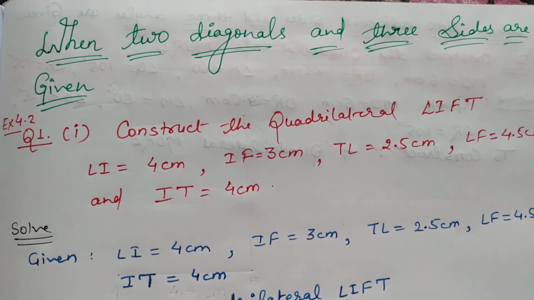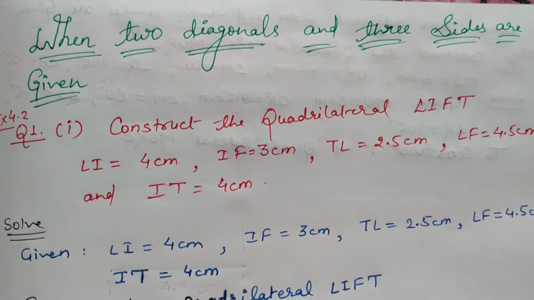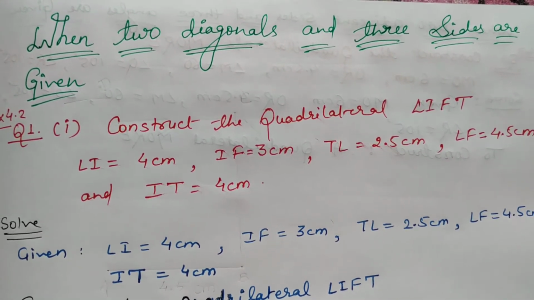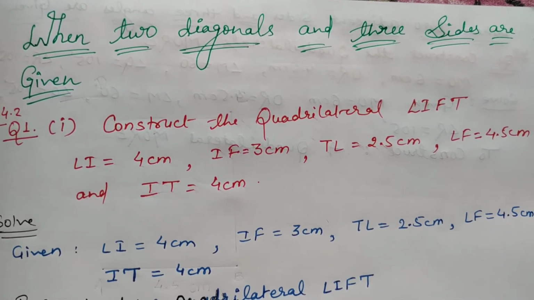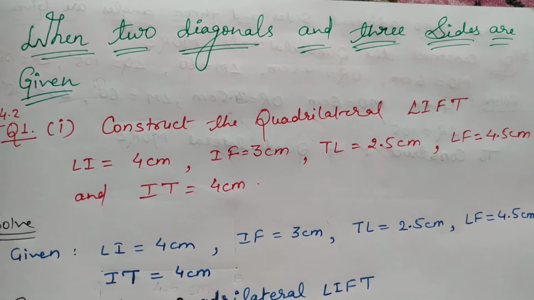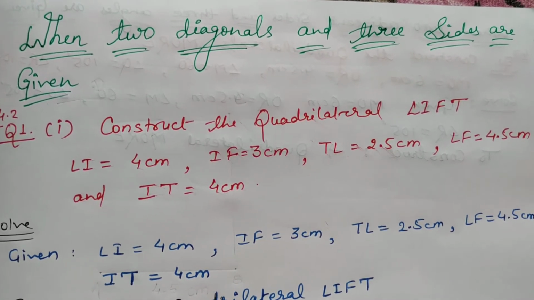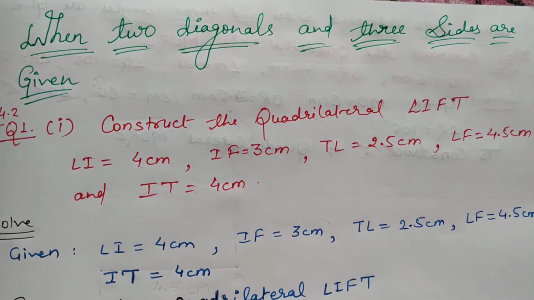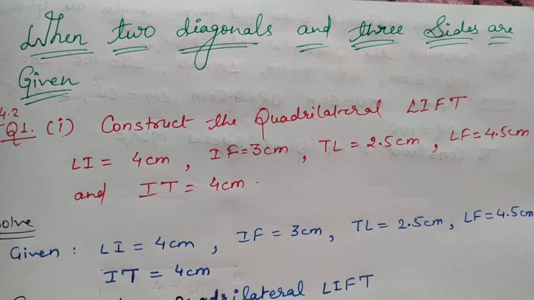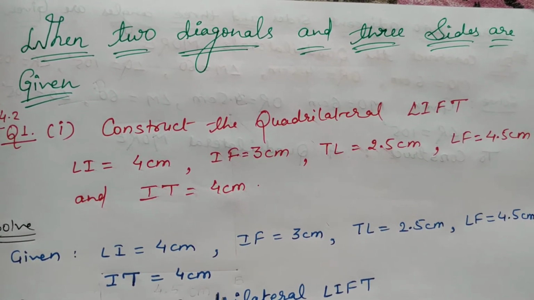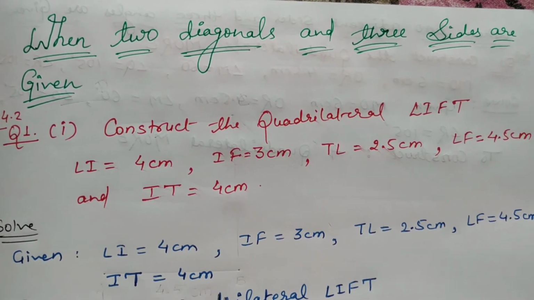Hello students, in the previous session we studied how to construct a quadrilateral when four sides and one diagonal are given. Now let us continue our chapter Practical Geometry. Today we are going to study how to construct a quadrilateral when two diagonals and three sides are given.